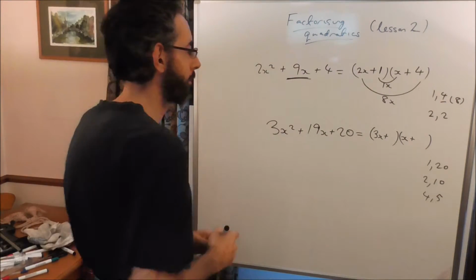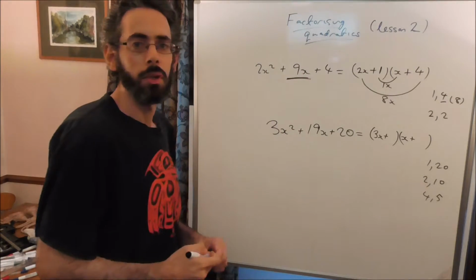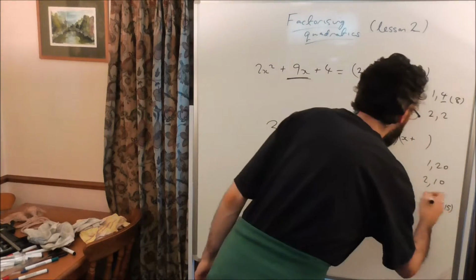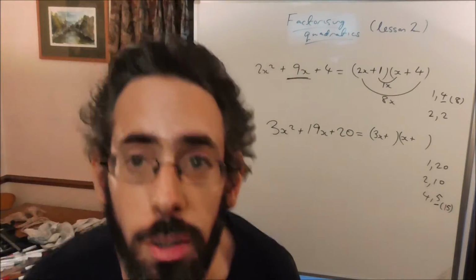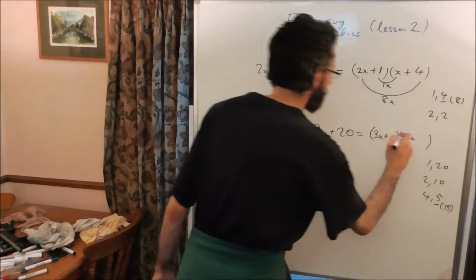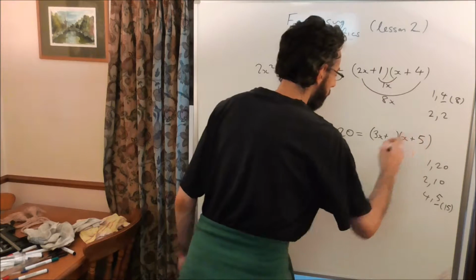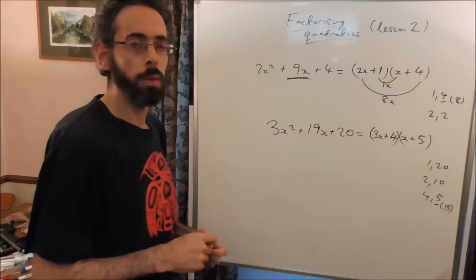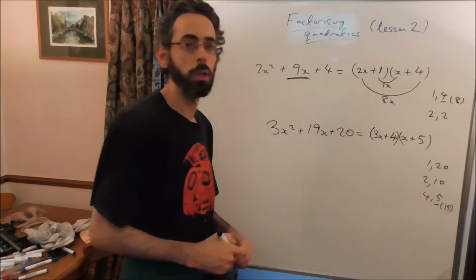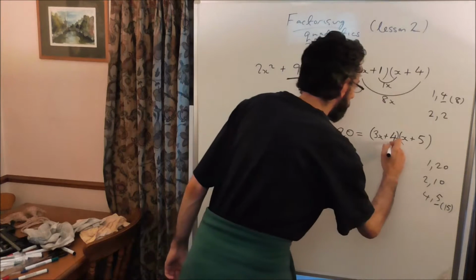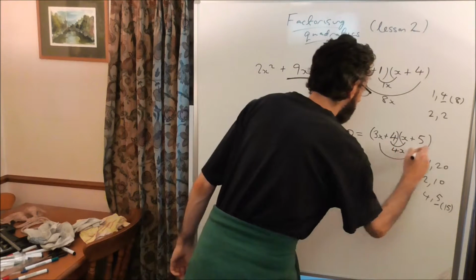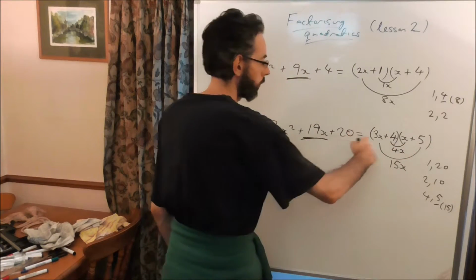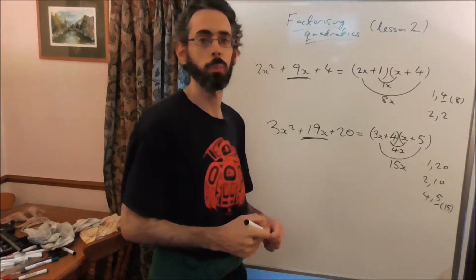Well, if you focus on 4 and 5, if you triple 5, you get 15. And then 4 and 15 adds up to 19, so that should work. Provided, of course, we put the 5 here, so that it gets multiplied with 3x, so it gets tripled. The 4 here. That should be it. Let's just check we do get 19x when we do the expansion. 4 times x is 4x, 3x times 5 is 15x, 4x plus 15x is 19x. So this is correct. 3x plus 4 times x plus 5.